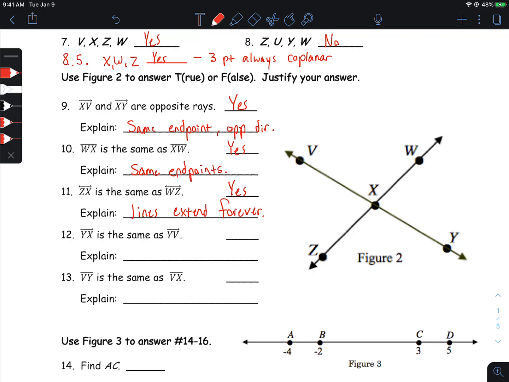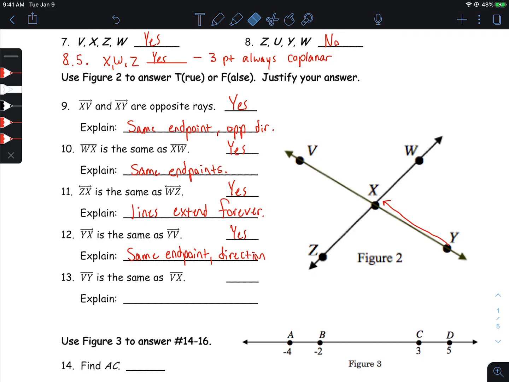Let's look here at these rays. So you have YX and then ray YV. And the rays, they need the same endpoint and same direction. This one will also be yes. We'll say yes. First of all, need the same endpoint and the direction. Same endpoint and same direction.